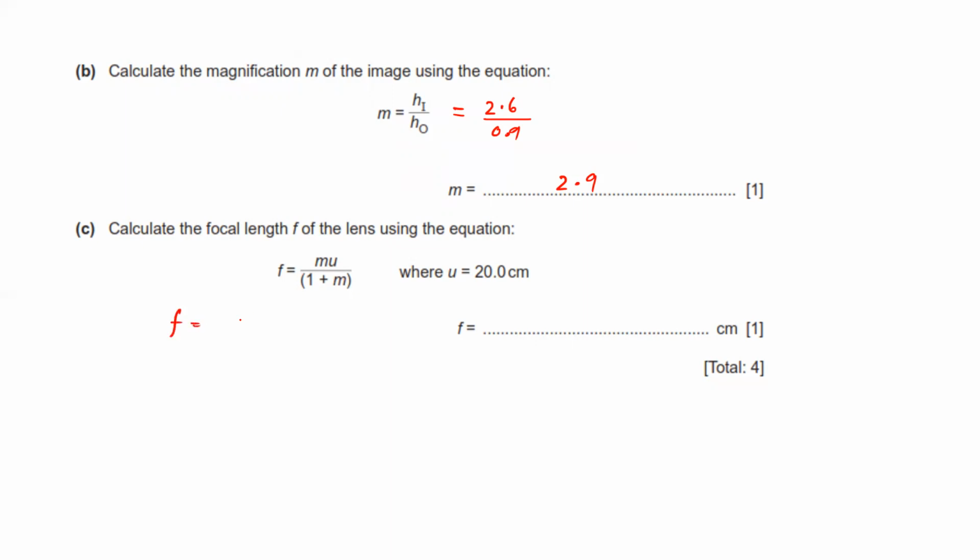Then it says calculate the focal length of the lens with u equals 20. So for f, remember, magnification m is 2.9, multiplied by 20 centimeters, divided by 1 plus the magnification 2.9. So the focal length will be in centimeters. The answer comes out to be 114.9. Okay, so this is a very simple, straightforward sort of question in this exam, and I hope everybody will be able to do it correctly.